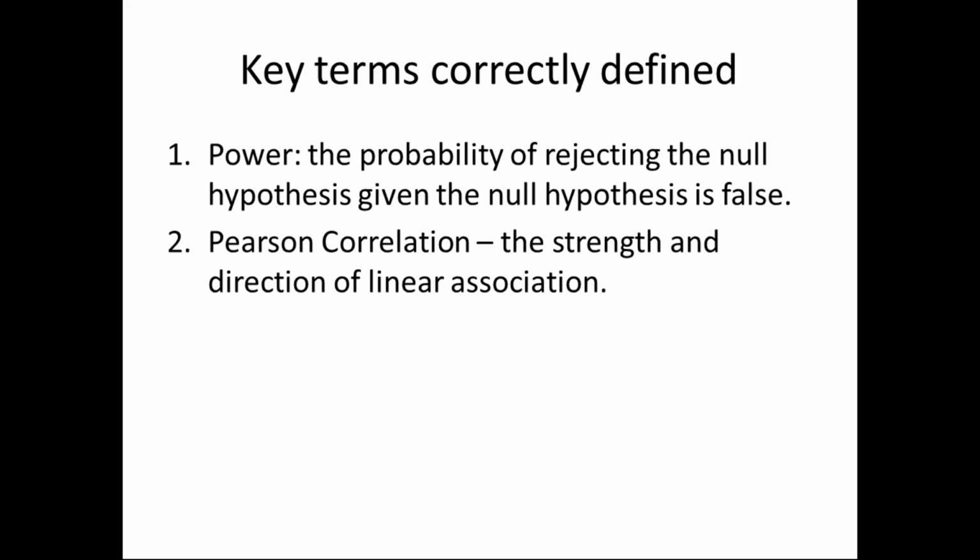But I control type 2 by my sample size. And people don't really want me to talk about type 2. They want me to talk about power. And power is always 1 minus type 2. So if I'm talking about power, I'm simultaneously talking about how I've controlled the type 2 error.